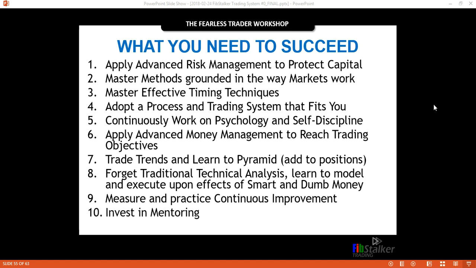But most importantly, and that's something that I only discovered in 2006, after 5 years of trading and trying to solve the markets by myself, in 2006 is when I started investing in mentoring, and my trading started changing completely. So if you want to succeed, these are the 10 points you have to master.